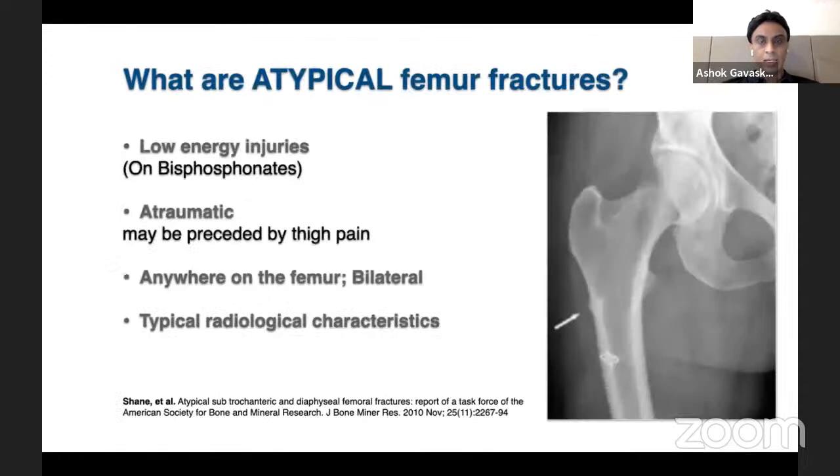So what exactly are atypical femoral fractures? These fractures are low energy injuries, a form of a stress or an insufficiency fracture. These patients are often on long-term bisphosphonate therapy, but not necessarily always. Any drug that reduces bone turnover over a period of time can cause such fractures.